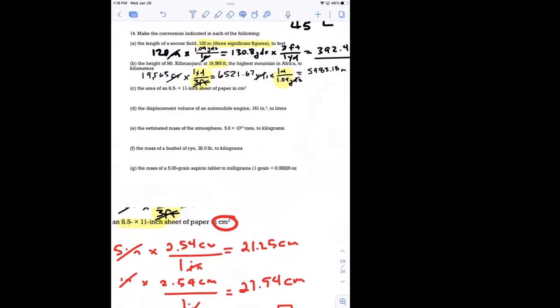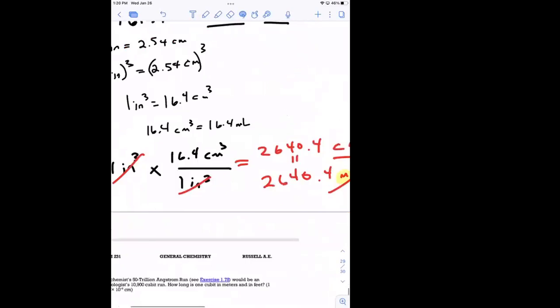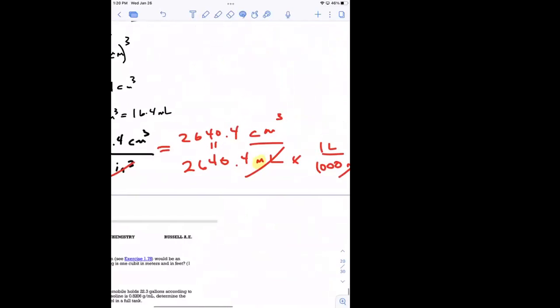We're gonna skip the F and G. We're gonna skip those. So when you turn this in, you won't have to turn those in. But let's do E.